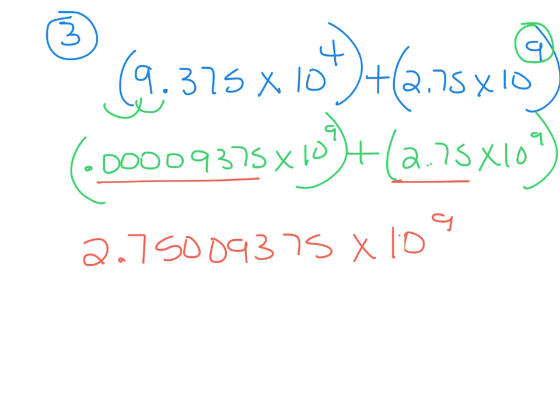Standard notation, I have to move the decimal 9 places to the right. So 1, 2, 3, 4, 5, 6, 7, 8, 9. Looks like I only need to add 1 zero.